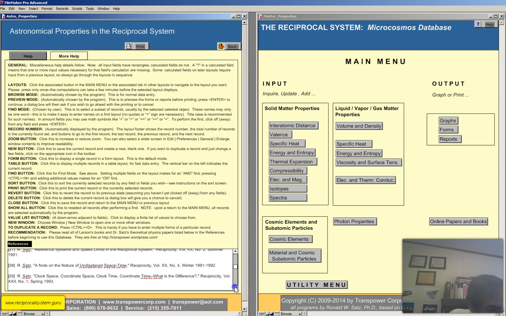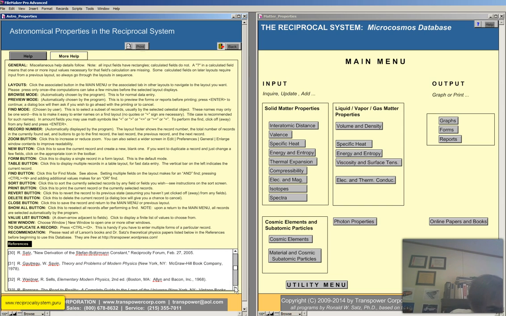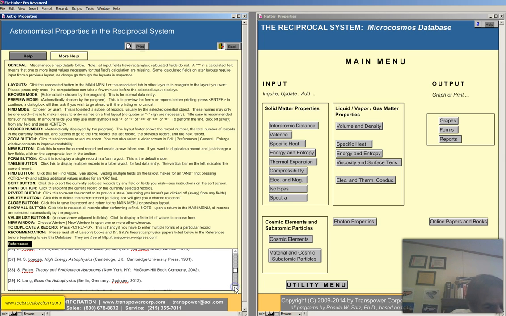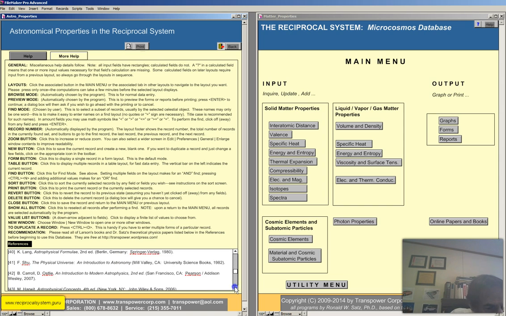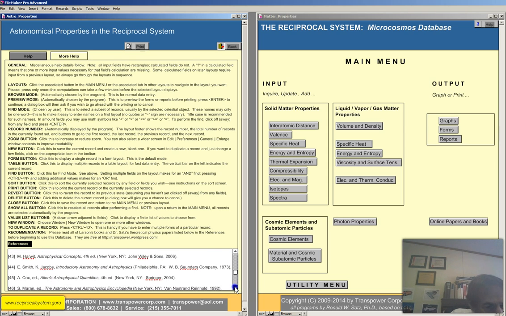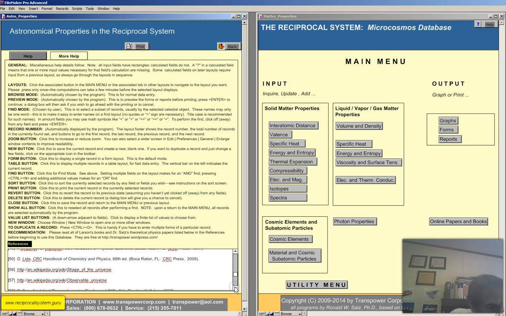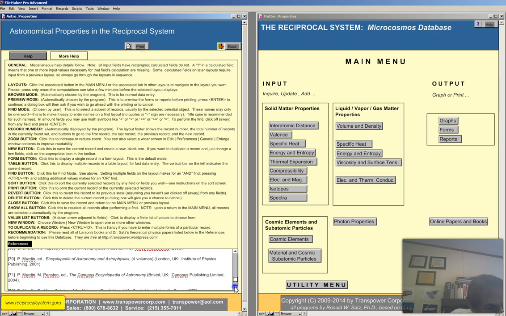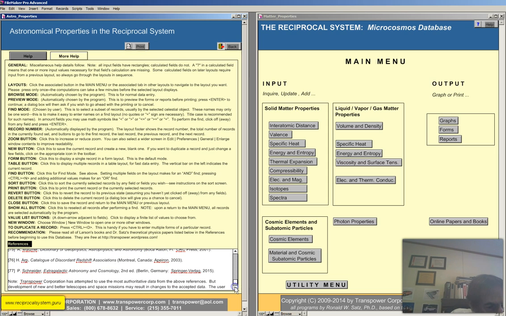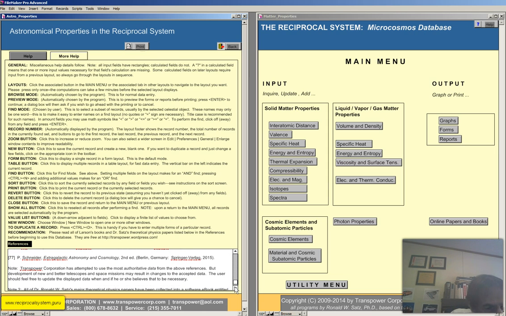And then look at all the different physics textbooks, astrophysics textbooks. Just look at all this. Kenneth Lang's work, Astrophysical Formulae, is pretty important. Lots of these. The Carroll and Ostlie book. Just look at all these. I had to use all these references to do the work to develop this database. 77 references.